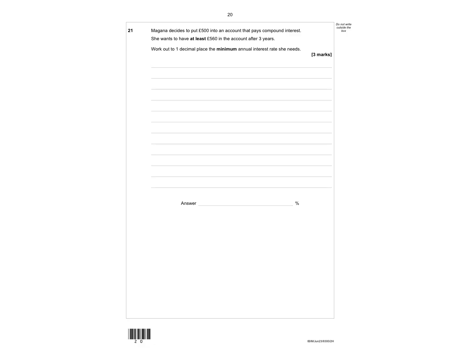Question 21, a compound interest question. Morgana decides to put £500 into an account that pays compound interest. She wants to have at least £560 in the account after 3 years. Work out to one decimal place the minimum annual interest rate that she needs. So she's doing £500 multiplied by some percentage multiplier, we'll call it x, raised to the power 3 for 3 years, and that is getting us to at least £560. I'll put equals 560, so we'll get an answer that would get us to exactly 560, and then we just need to go a bit bigger with our answer to make sure we get more than 560.